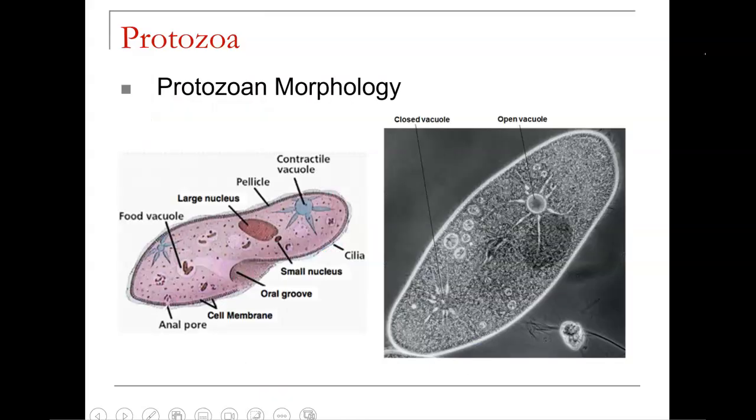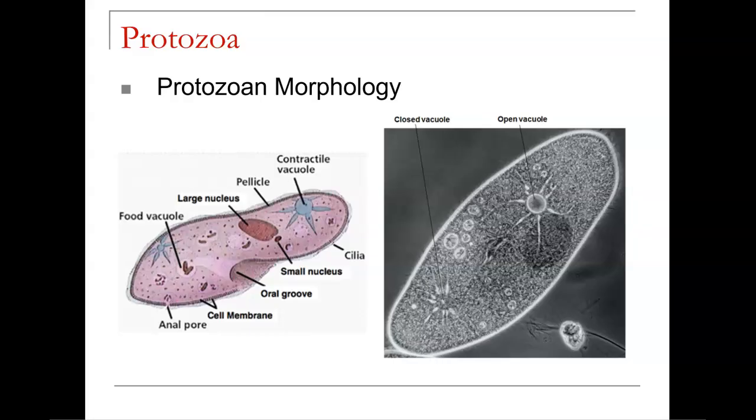Now with protozoan morphology, their locomotion is going to be cilia for some, and some are going to have flagella, or some may even use pseudopodia. That's where they have extensions of their cytoplasm. Some are going to have 2 nuclei, and some are going to lack mitochondria. Some are going to have contractile vacuoles.